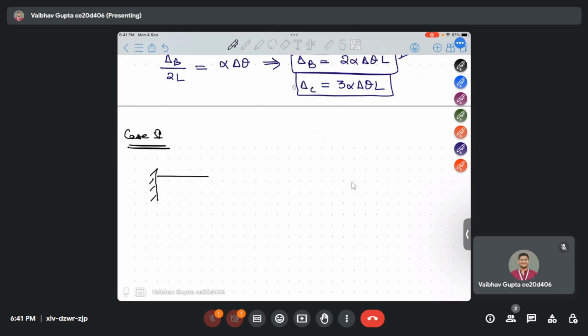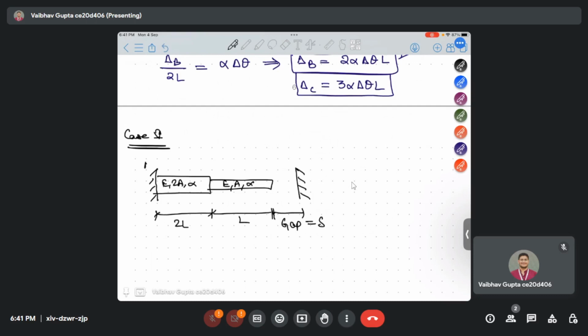Same, those two bars AB and BC. Same thing again: a gap has been left here, a gap which is equal to delta, given. This is given to us. Again no force has been applied. The property is given as E, 2A, alpha because this is all the case for heating. This is E, A, alpha, length is 2L for AB. For BC length is L.